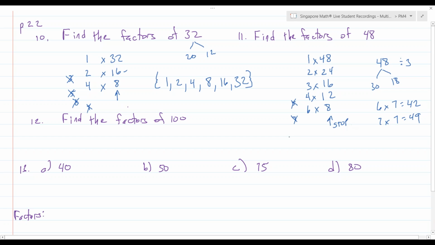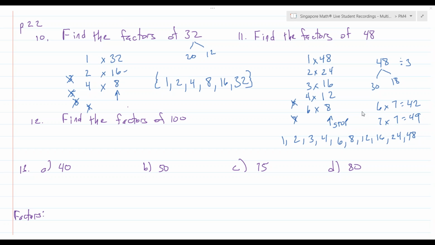I can stop. And the factors of 48 are 1, 2, 3, 4, 6, 8, 12, 16, 24, 48. Each of those factors comes as a pair. 1 is paired with 48, 2 is paired with 24, and each of those numbers, all by themselves, are factors of 48.